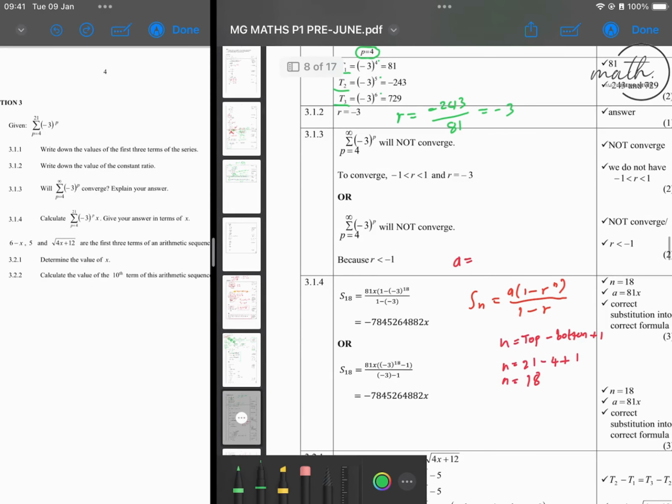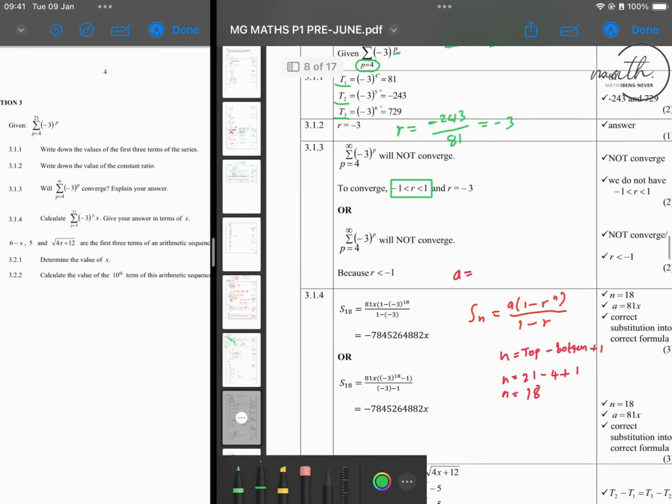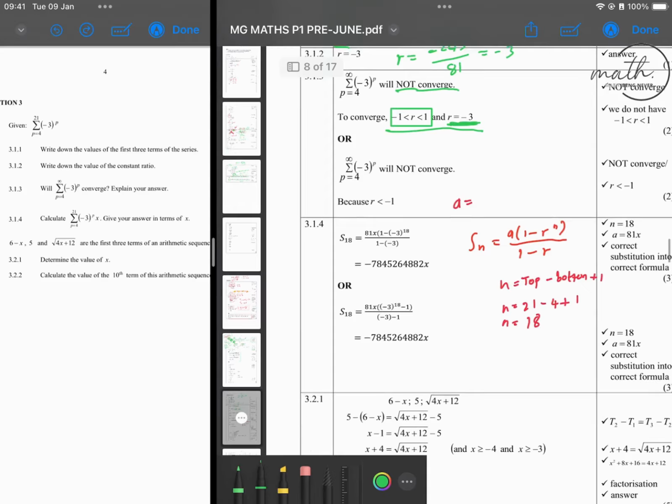Next one, 3.1.3. Does it converge? We know it only converges when R is between -1 and 1. So you have to cram this. You have to put this in your head. So we found that our R is -3. And it only converges when the R is between -1 and 1. -3 is out of the interval, so it does not converge because of this.